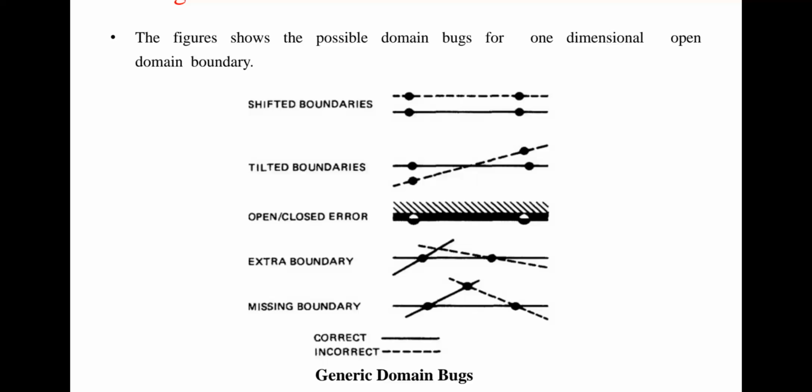Okay, once again, one-dimensional is nothing but what is represented in a single line with a single variable. That is called a one-dimensional domain. If it takes two variables, then it is represented as two-dimensional. So the errors are shifted boundaries, tilted boundaries, open-close errors, extra boundary, missing boundary.